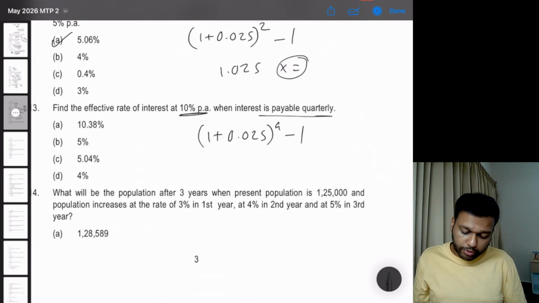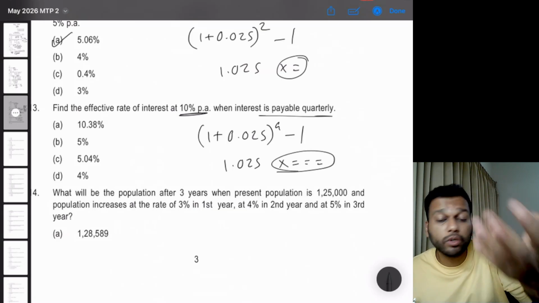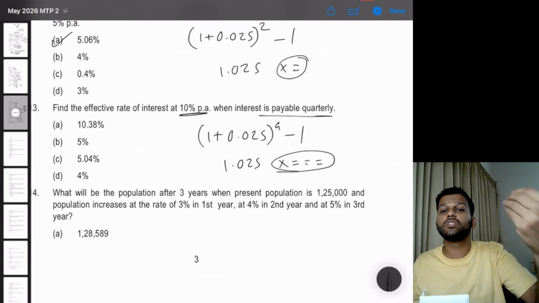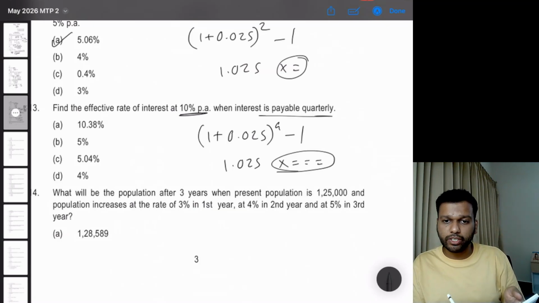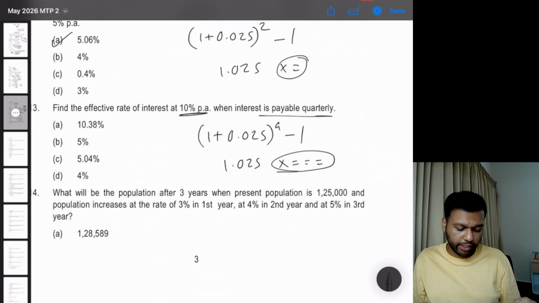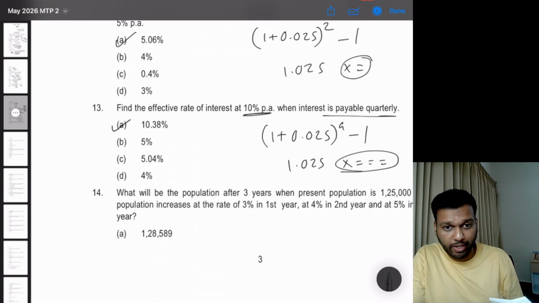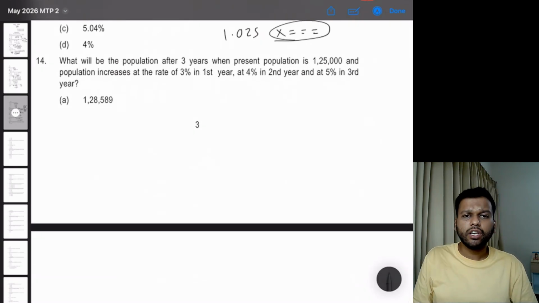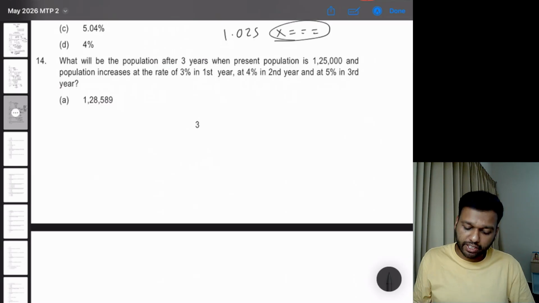1.025. How do you use the calculator shortcut? 1.025 into and then equal to 3 times, because we have to raise to the fourth power. So when we press equal to 1 time, we get the square, 2 times the cube, 3 times the fourth power, and so on. So 1.025 into and then 3 times equal to, minus 1. Check if you're getting 10.38%. You have to multiply by 100 if you want. So 0.1038.